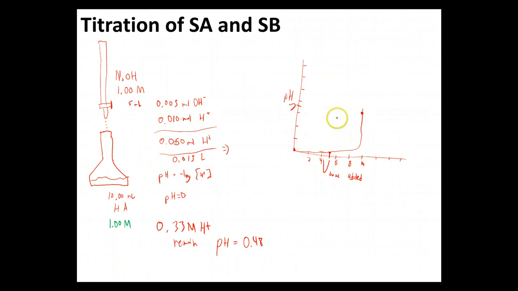So we've already identified that there are three regimes here: what's happening before equivalence, what's happening at equivalence, and now what happens after the equivalence point? Well, we're going to have strong base that we're adding, and it's going to be dilute. We'd have to calculate a couple of spots along here to plot this out, but just keep in mind that from this moment forward, every milliliter of base that we add is going to be a new piece. So really, at 12 milliliters, we can just say we are now 2 mils past equivalence.